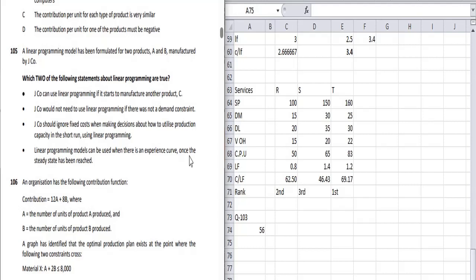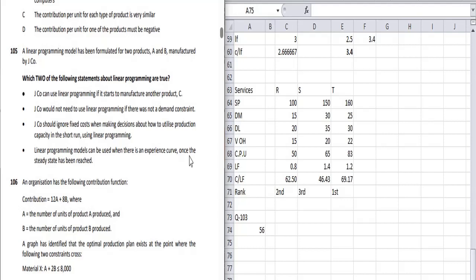JCO company needs to use linear programming if there is not a demand constraint. They can use it if there is a demand constraint. So this is false. JCO company should ignore fixed cost when making decisions about how to utilize production capacity in the short run using the linear program. This is obviously true. You can read this straightforward line in the assumptions as well. So I think this is correct.